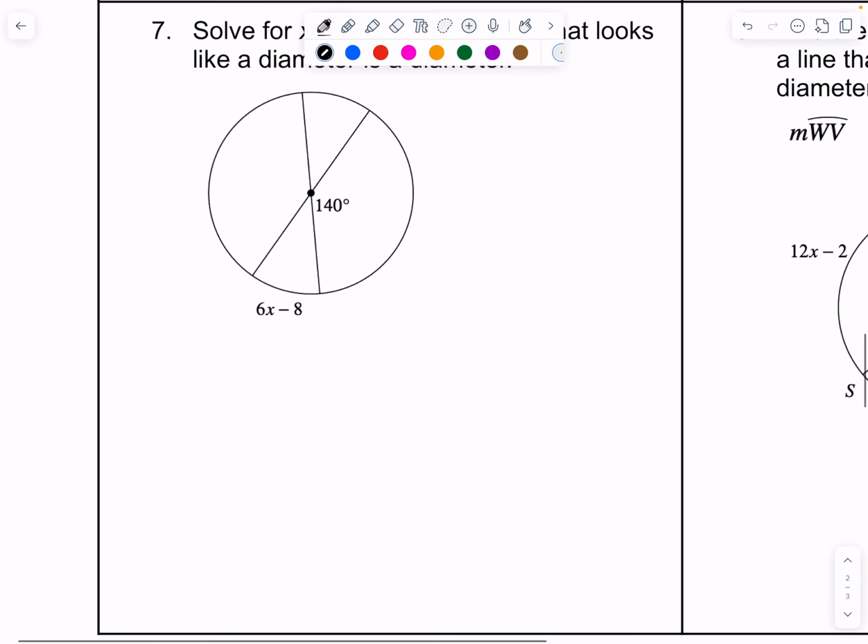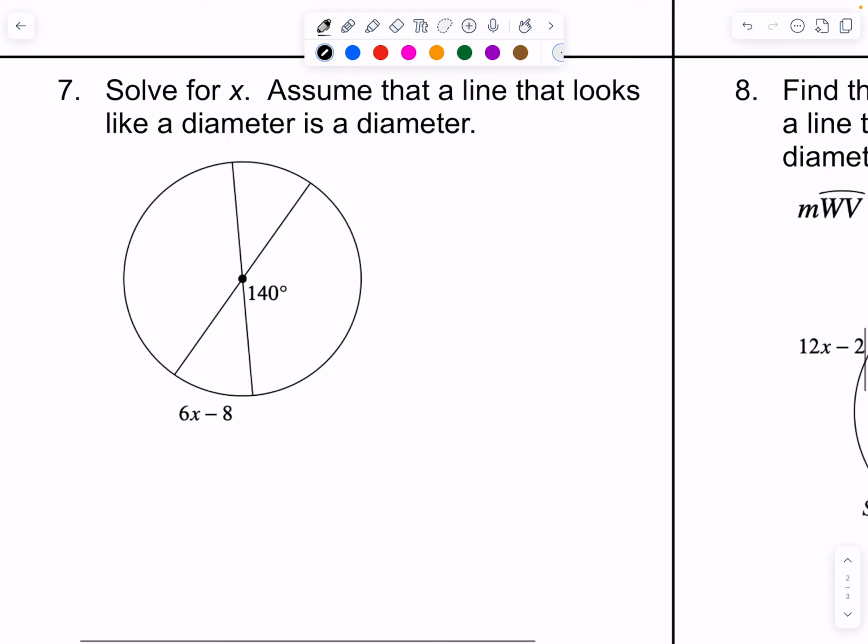We got 2 more left. So 7 says to solve for x. Again, if we find a diameter, I see 2 diameters, I'll assume that they are. So I see that this is 140 degrees. And remember we said if this arc here is given to you, that is going to be the same as this angle here. So I'm going to write in there 6x minus 8. All right, and if you notice, this diameter right here means that if I were to add 140 degrees plus 6x minus 8 degrees, I would equal 180 degrees, the measure of that line.